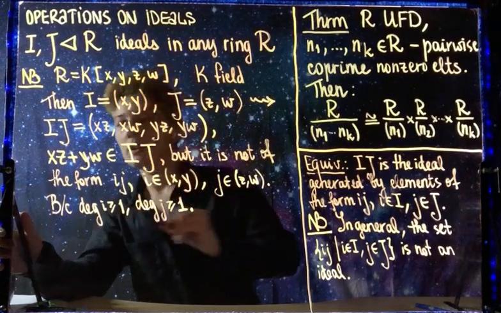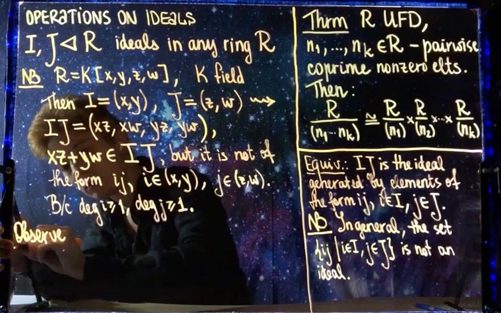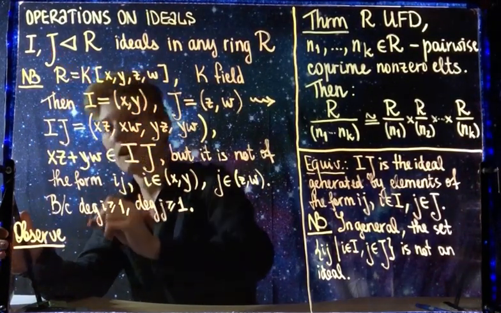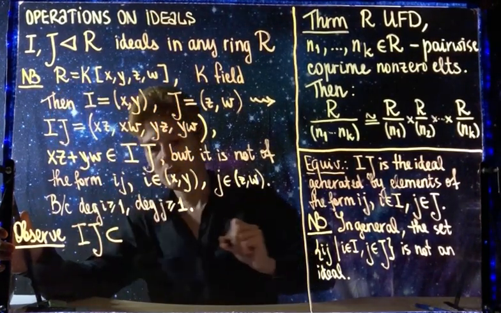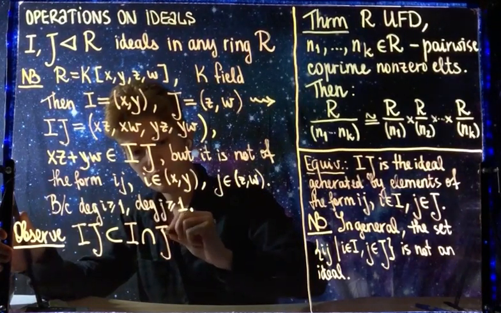Okay, and you can observe that for any choice of ideals, I and J, the product of I and J always lies inside the intersection of I and J.